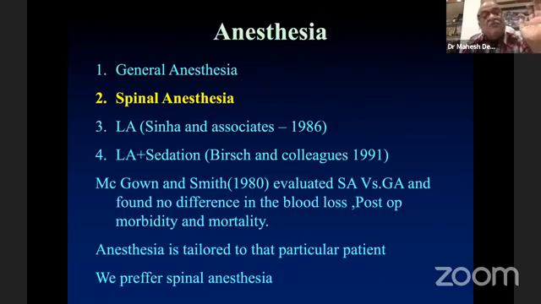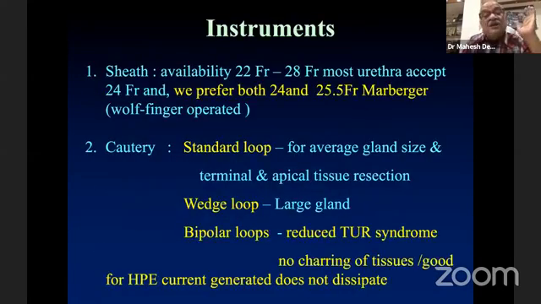Now, this patient, mostly we all do in spinal anesthesia, and we use a resectoscope, which is available from 22 to 28. For the Indian situation, we feel that 24 and 25 is ideal. Otherwise, if you go to 28, the chances of getting a stricture formation are very much more. Initially, we were using a standard loop with a monopolar cautery for the average size. But then as the technology advanced, we started a wage loop, which was quite good in resecting and controlling the hemostasis.